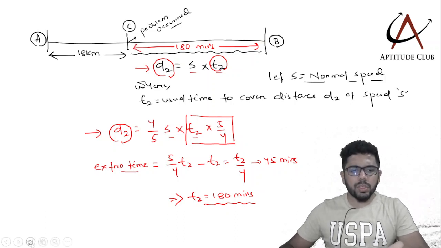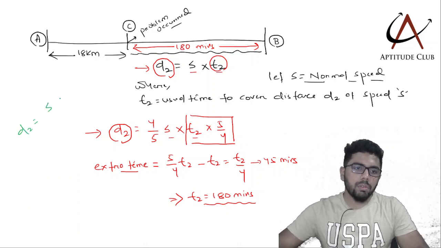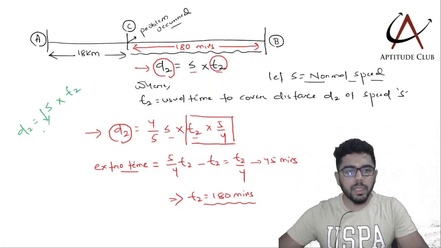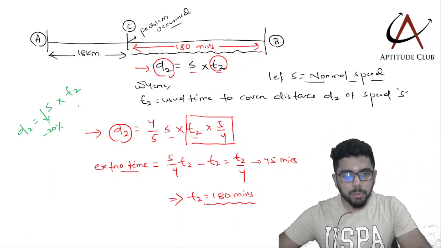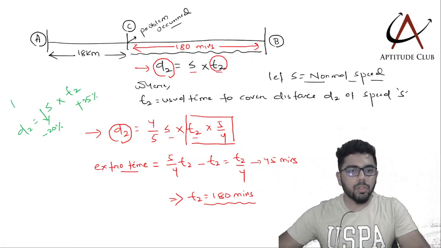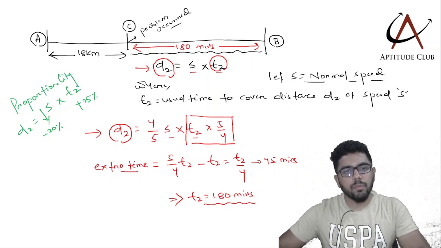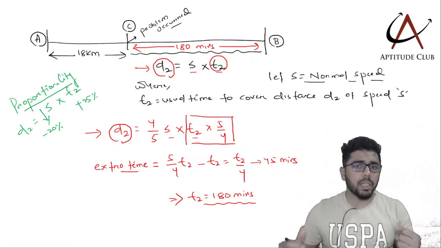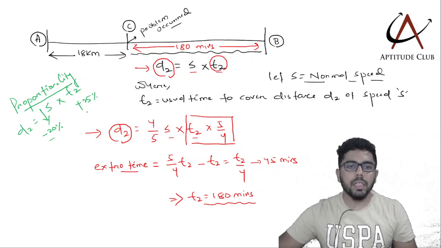This can be approached in another way. I am writing D2 equals speed into time. If speed has become 4/5 of itself, I can say the reduction in speed is 20%. If speed reduces by 20%, then time will increase by 25% due to proportionality. This concept is called proportionality. I'll explain proportionality in some other video. If you don't know what proportionality is, there's this percentage table that we refer to, and directly we can get that the increase in time will be 25%. If the decrease in speed is 20%, the increase will be 25%.